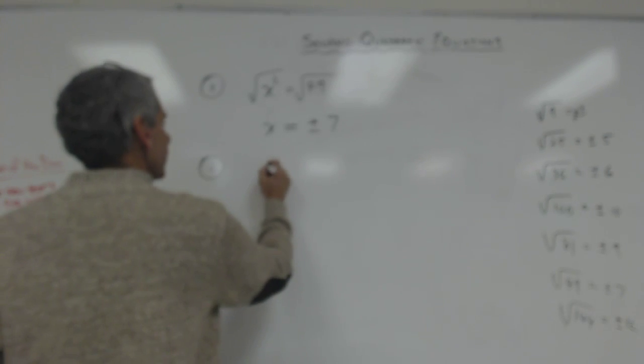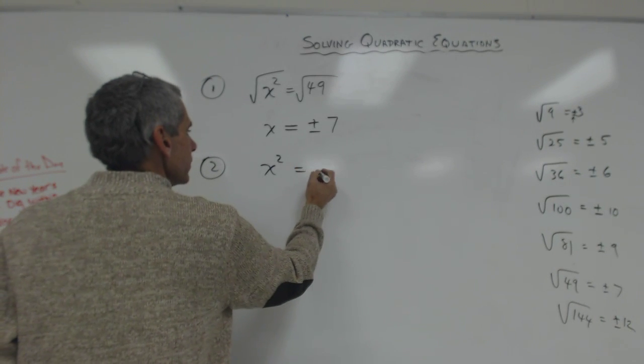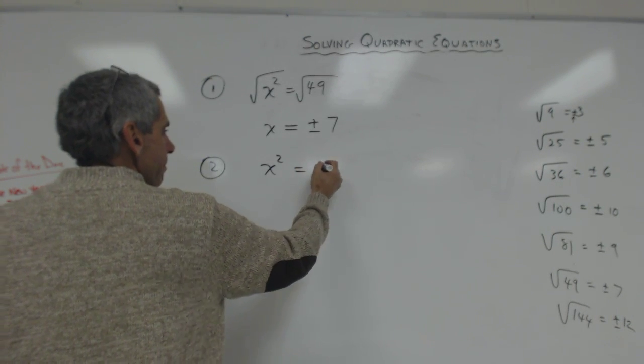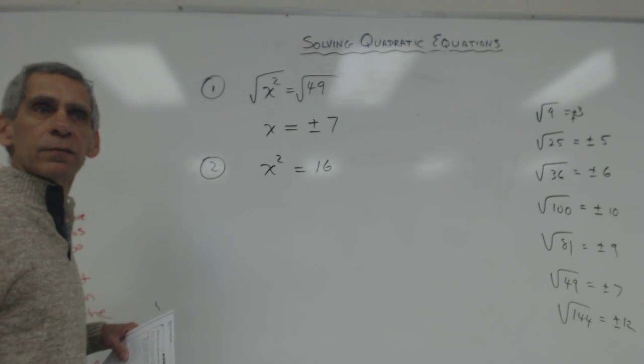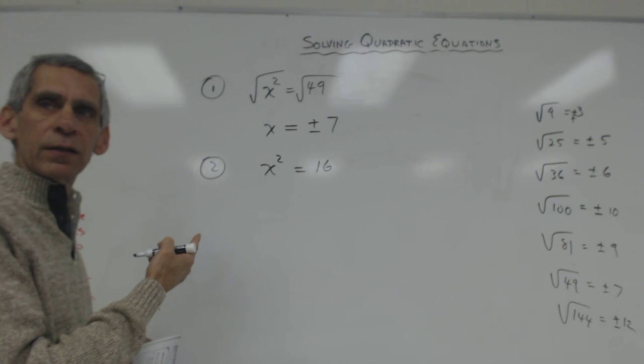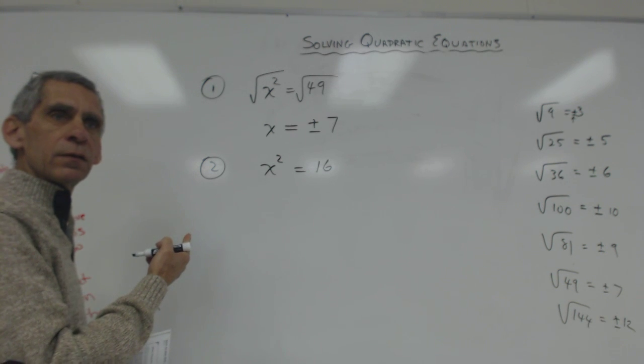Already doing the squares. Right. All right. X squared is equal to 16. How do I solve it? You gotta do x equals plus or minus.